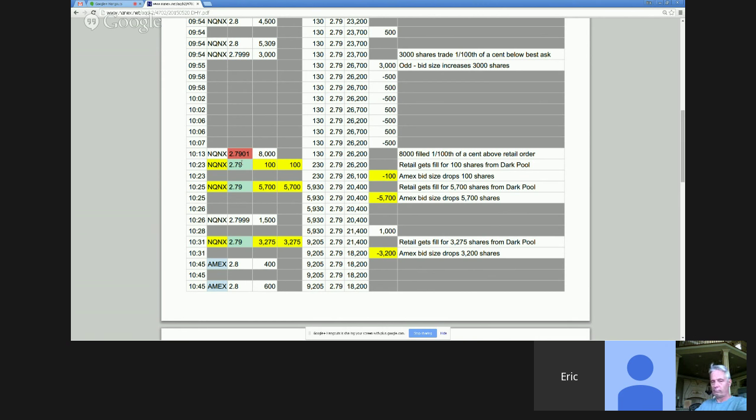So this is the whole thing that gets missed with price improvement. Somebody would come along and say, well, this guy who sold got an extra 1/100 of a penny for his 8,000 shares, and that's great. Isn't that wonderful? But we're not thinking about the guy who wanted to buy at 279 and wasn't able to because this guy jumped in front of him. Yeah, that's not right.